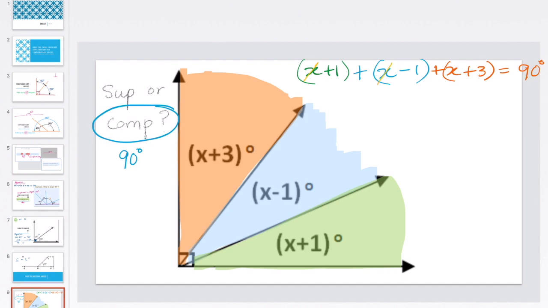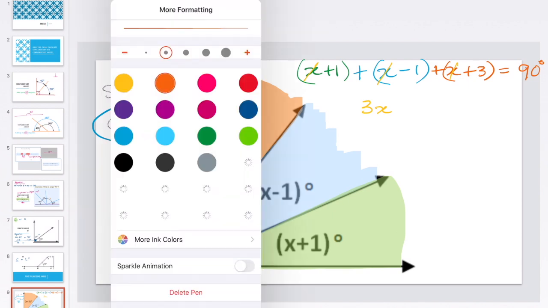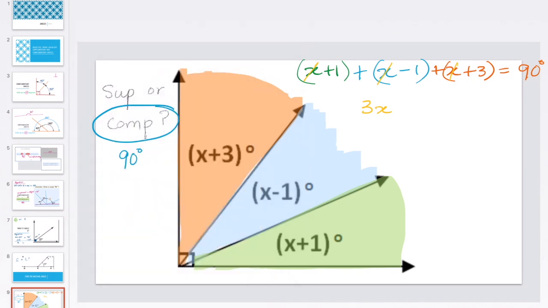X, X, X. All these are additions, so I'm going to get 3x. X plus X plus X is 3x. Then I'm going to move to my other numbers. Plus 1 minus 1 cancels each other. I only have a plus 3 on this side, is equal to 90 degrees. Now you have a beautiful equation.